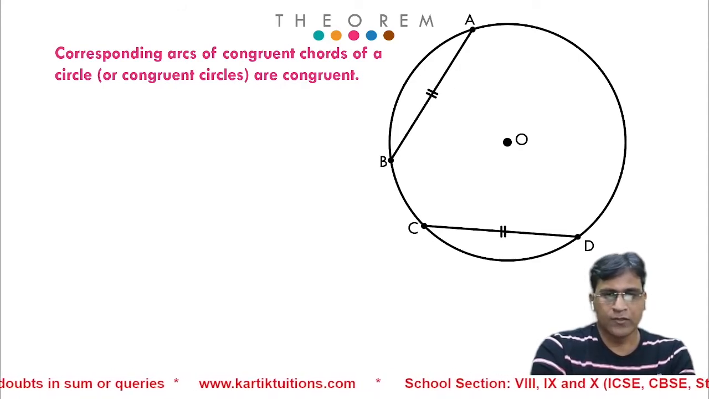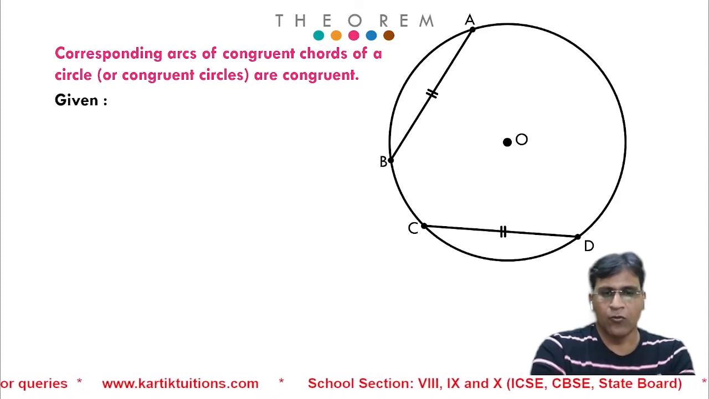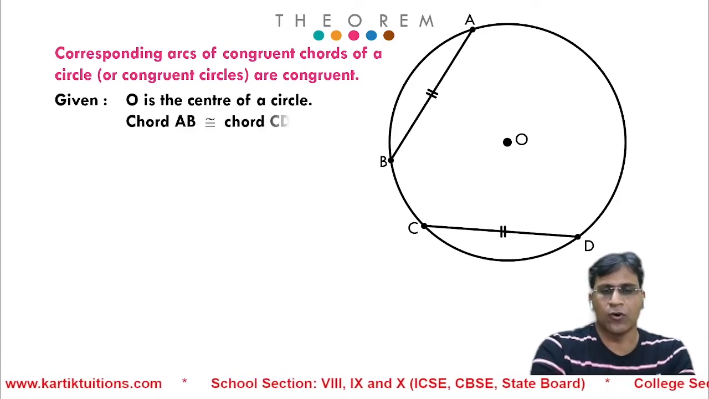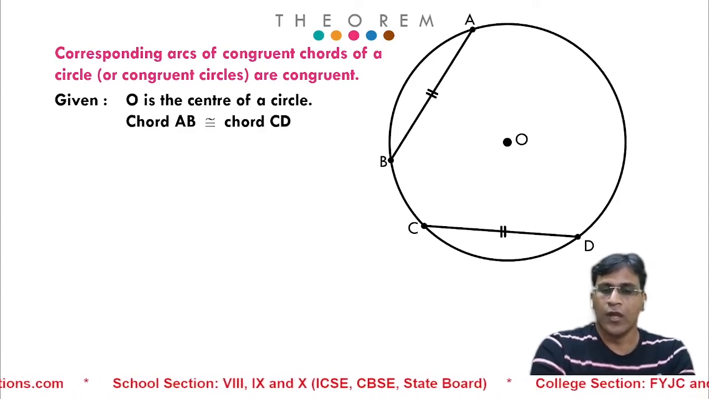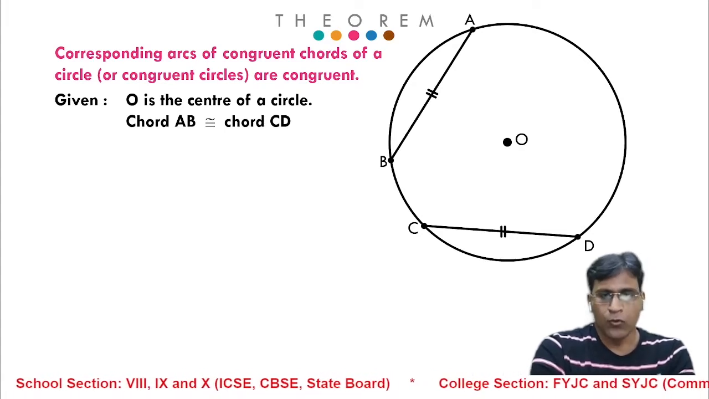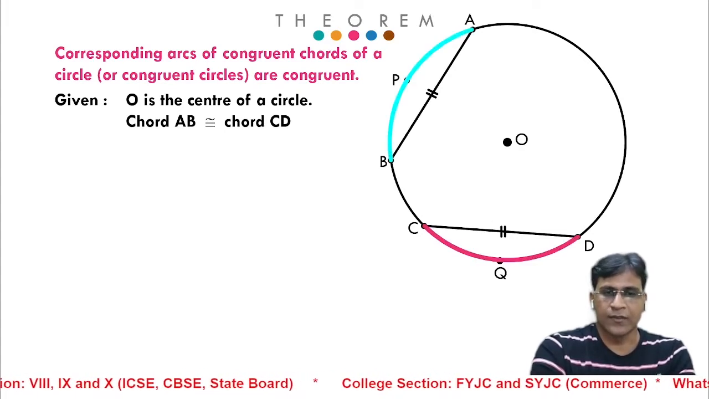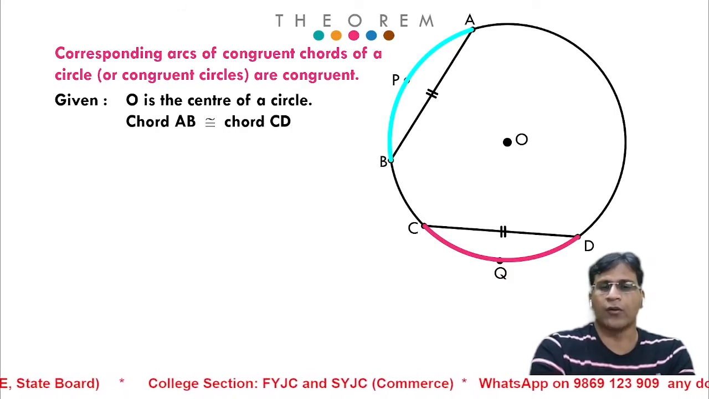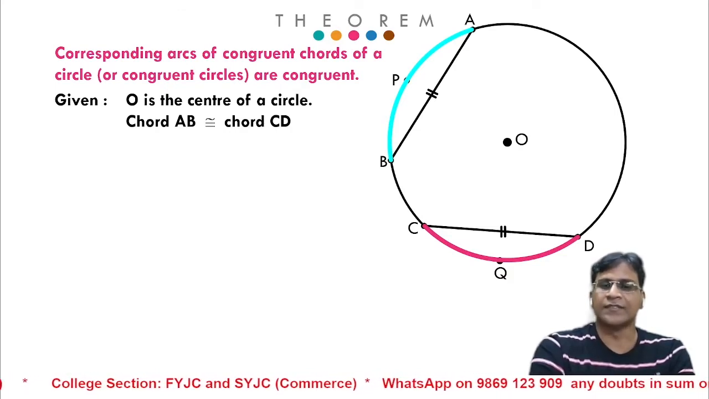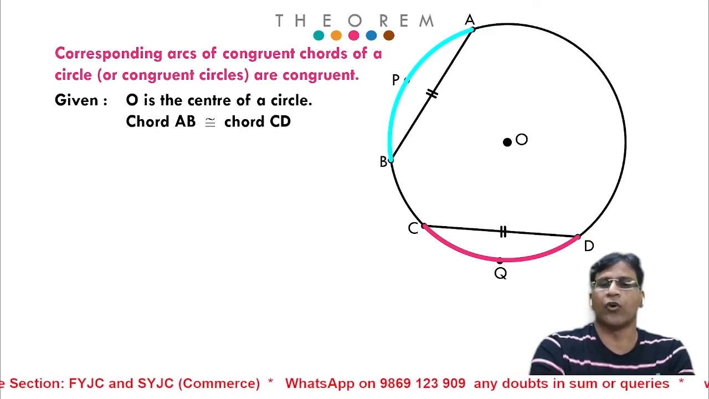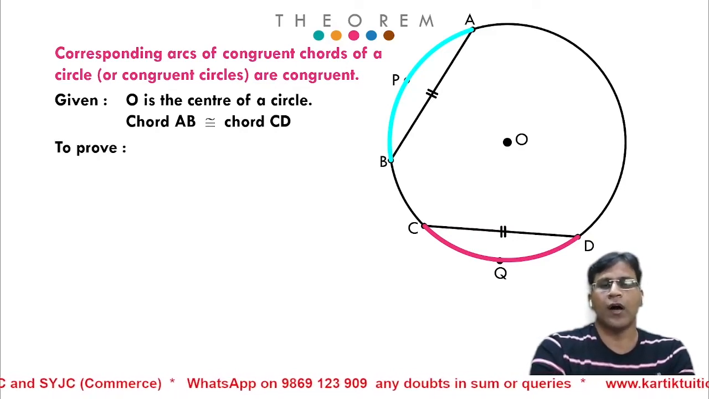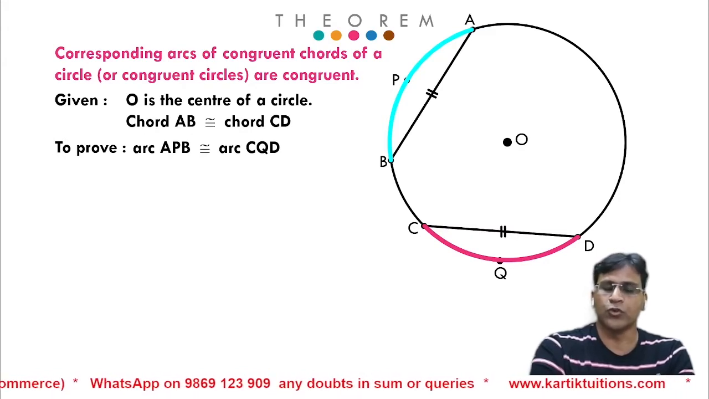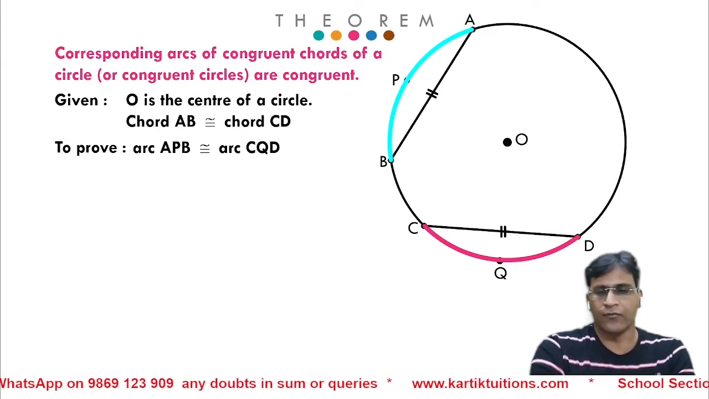So what is given to us? We have a circle with a center O where chord AB is congruent to chord CD. This is given to us. And we are supposed to prove that corresponding arcs are congruent. When I say corresponding arcs, arc APB is the corresponding arc of chord AB and arc CQD is the corresponding arc of chord CD. These both arcs will be congruent, that we are supposed to prove. Let's start with the theory.